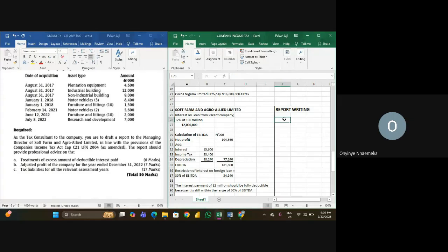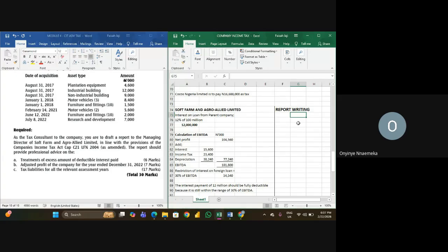To write your report, please somebody mute your mic. It means that you have been asked by the company to do something. In this case, you are drafting a report to the managing director of such firm in line with the provision of SITA, and they want you to give them advice on the following. Like I said, you are expected to write the report on your letterhead.